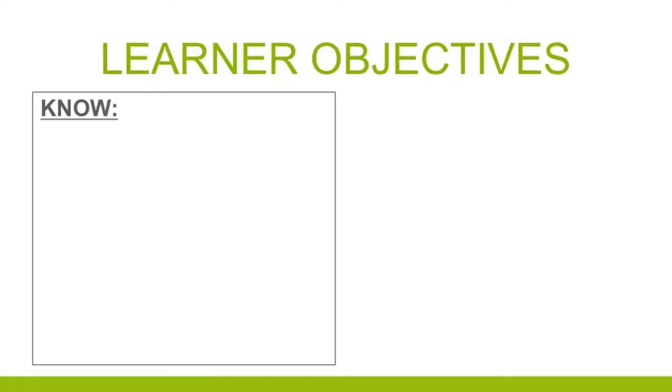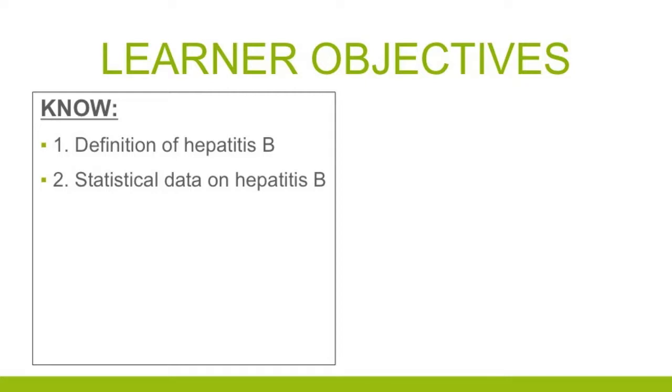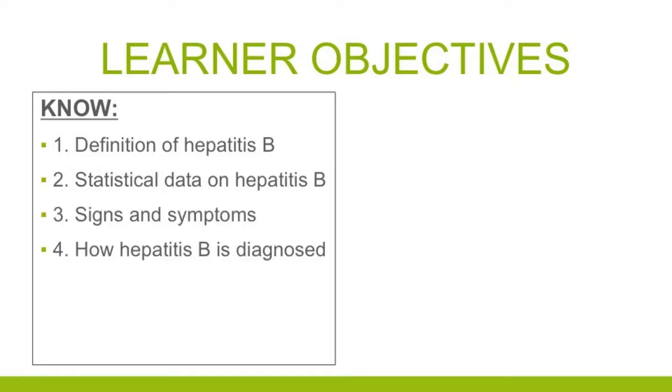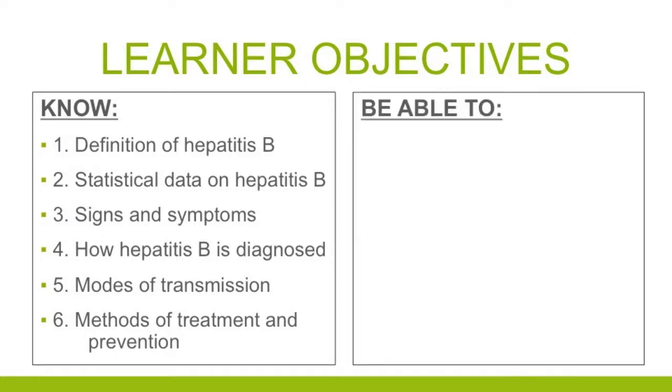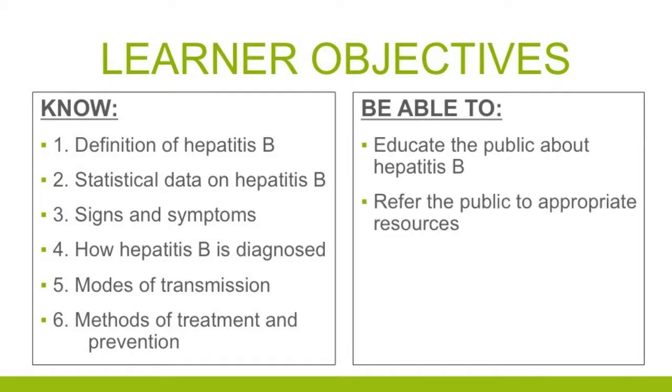The objectives for the learners are to be able to define hepatitis B, understand the numbers on hepatitis B, know the signs and symptoms, know how hepatitis B is diagnosed, know the modes of transmission, and know how to treat and prevent hepatitis B by the end of this presentation. In the long run, the learner will be able to educate the public about hepatitis B and refer people to the appropriate resources.